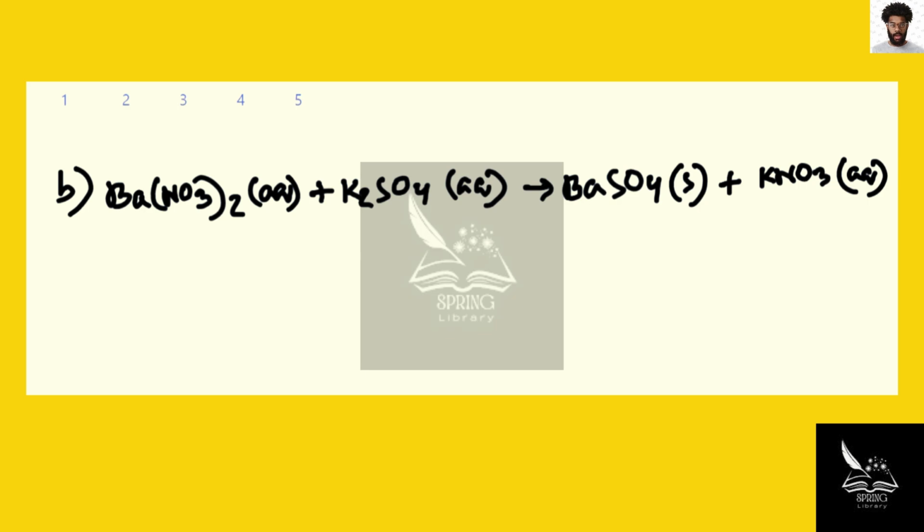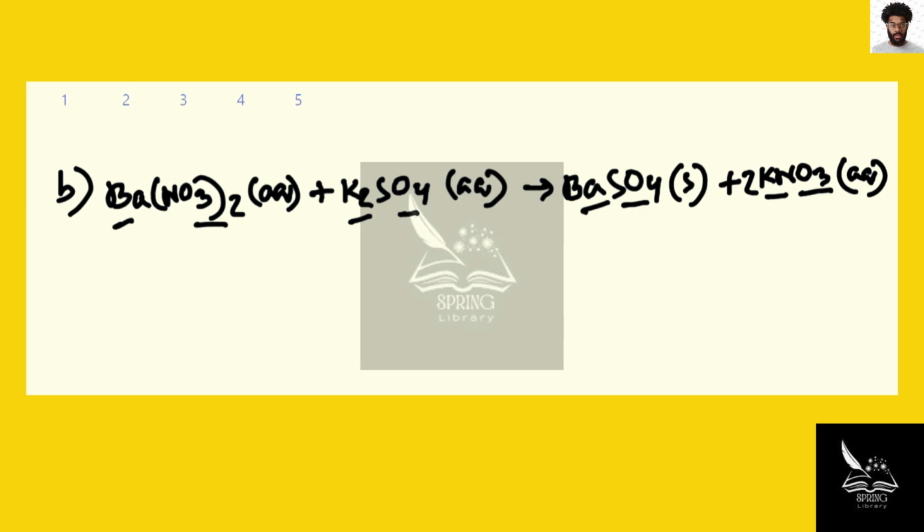Now if we want to balance the equation, let's first balance the metals. We have 1 barium on each side, and we have 2 potassium here, but we have 1 potassium here. We have to multiply it by 2. Now we have 2 nitrate here also, and 2 nitrate here, and we have 1 sulfate, 1 sulfate. That means our equation is balanced now.